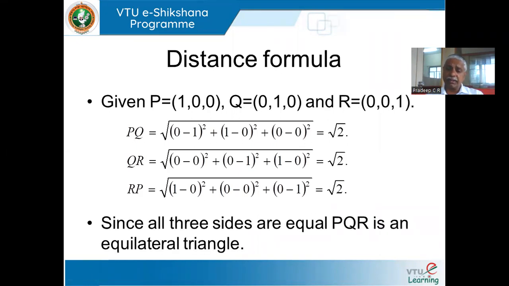So all three lengths of all three sides are equal, which is equal to root 2, which we saw in GeoGebra also, that it was showing 1.41. That's an approximate answer. So it's same as root 2. So since all three sides are equal, PQR is an equilateral triangle.